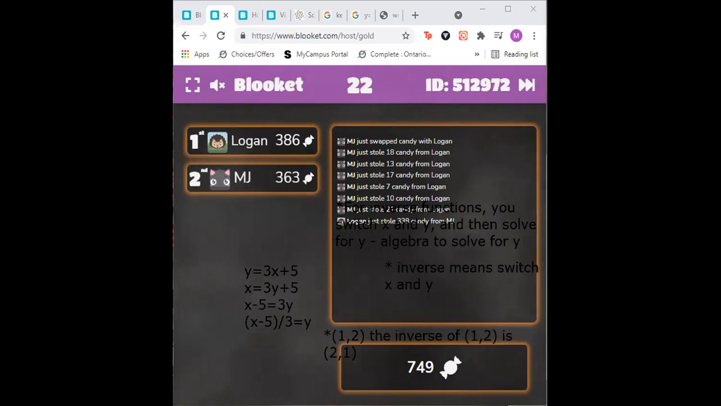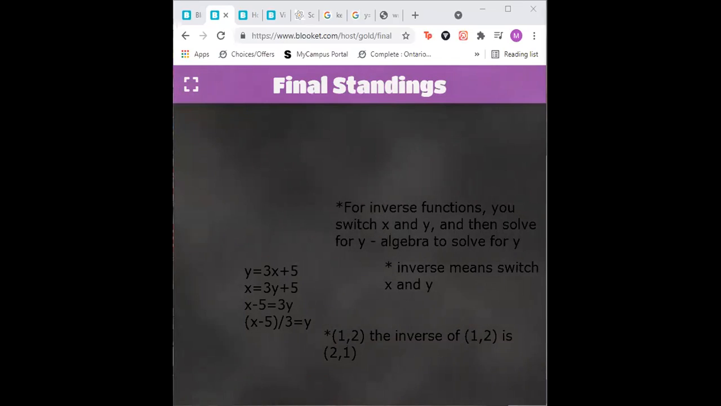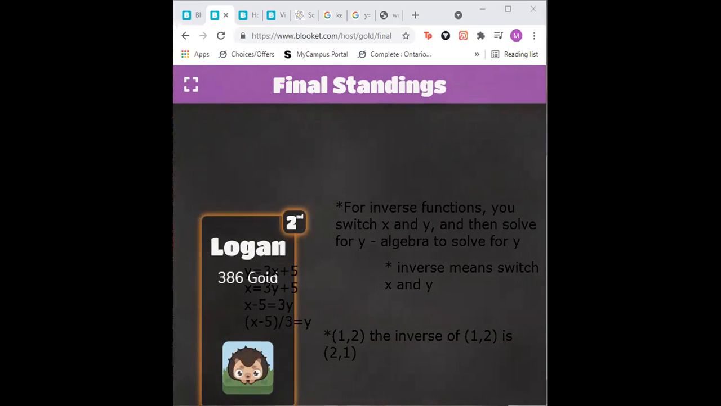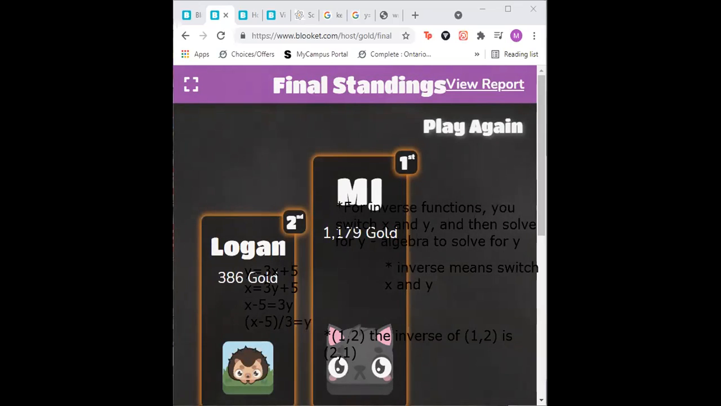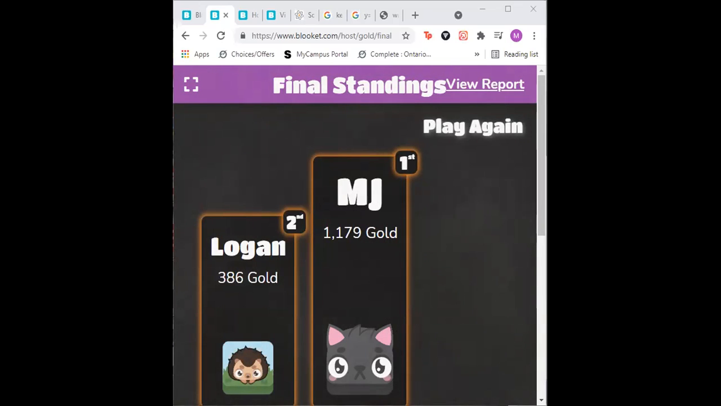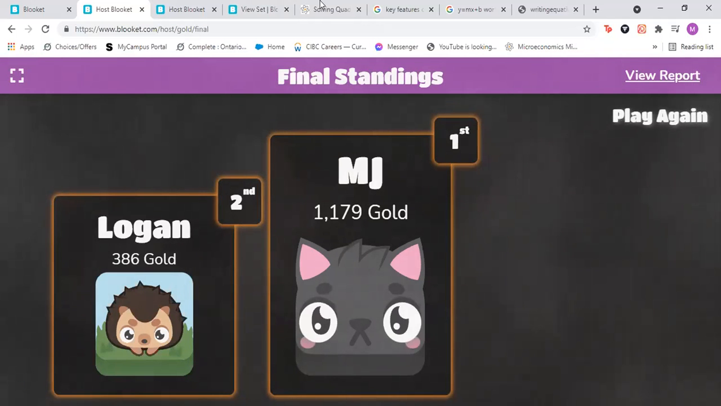Good job, Logan. Awesome work. Great job, Logan. Excellent work. Yeah, you're really good at this stuff. We'll just do some more of the worksheet, but great job. You did very well.